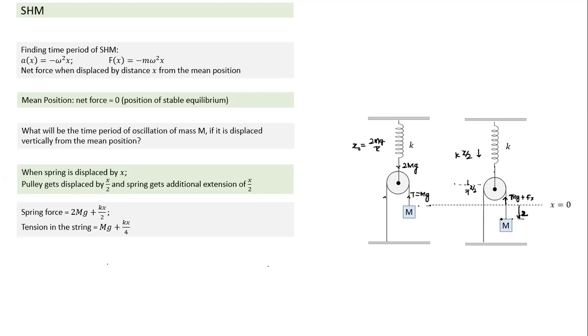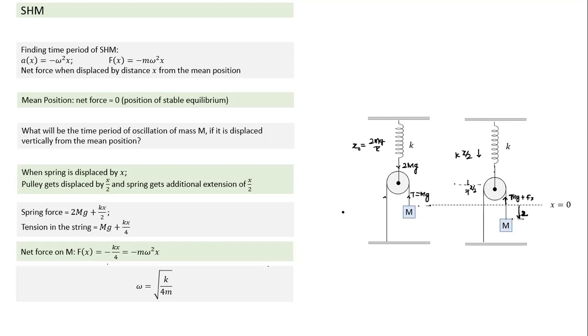So what is the net force acting on the block? Minus mg, the net force becomes kx by 4. So when I displace it by a downward displacement of x, the net force becomes upward, in the opposite direction, minus kx by 4. Once I have found force as a function of x, I equate F(x) to minus m omega square x, and x gets cancelled, and I get the value of omega. Omega comes equal to root of k by 4m, or you can say this whole arrangement is equivalent to a spring constant of k by 4.